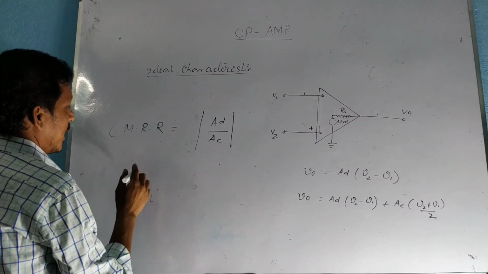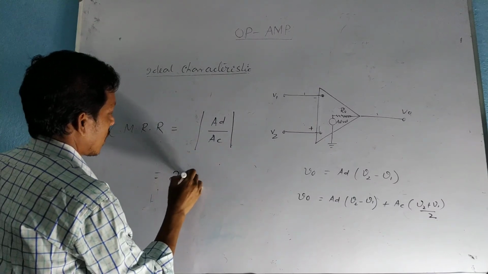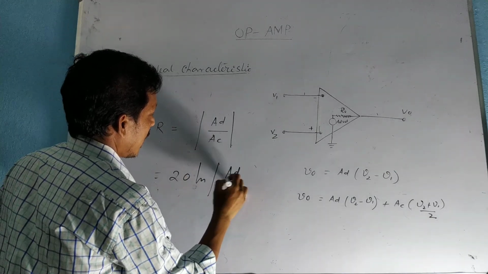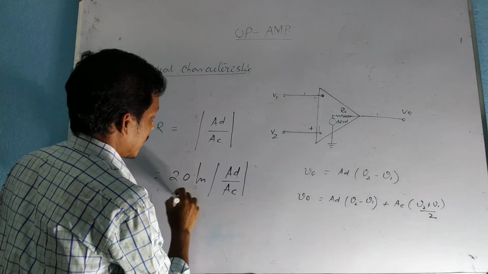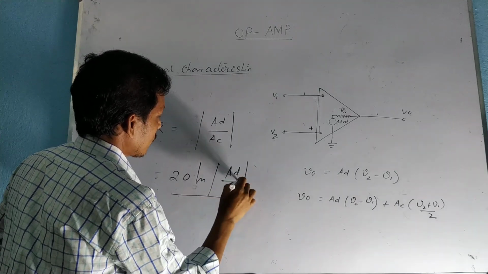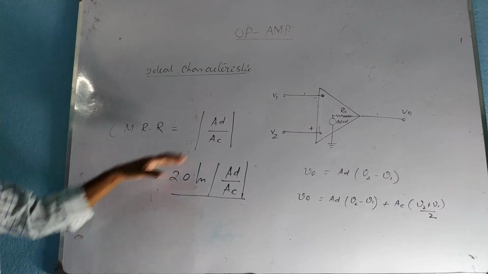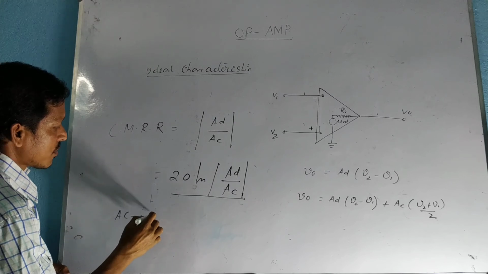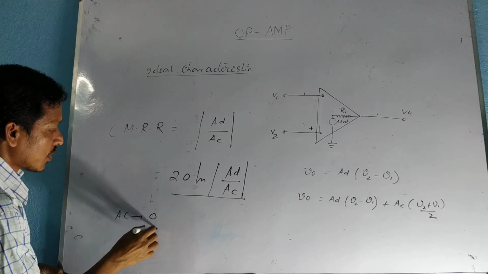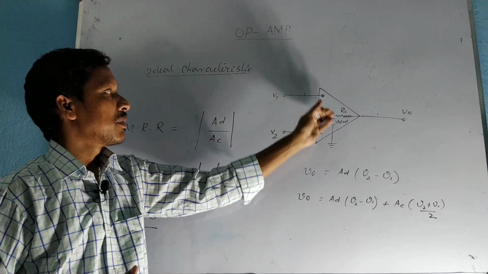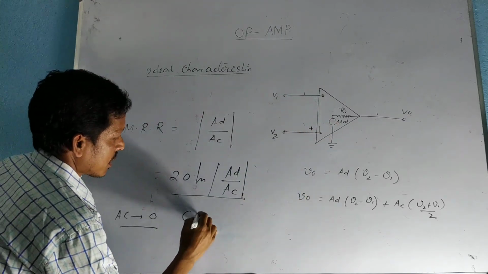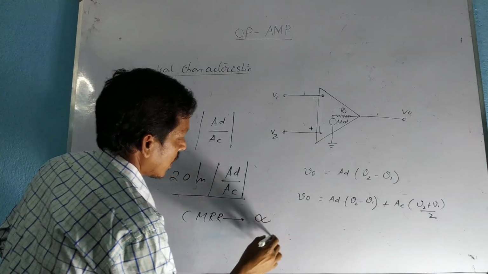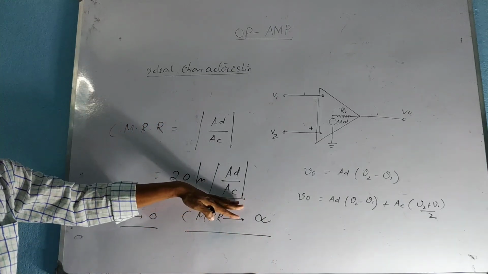In decibels it can also be written as 20 log AD by AC. For better performance, AC tends to 0, and if you consider the ideal operational amplifier, then CMRR tends to infinity because AC is 0.